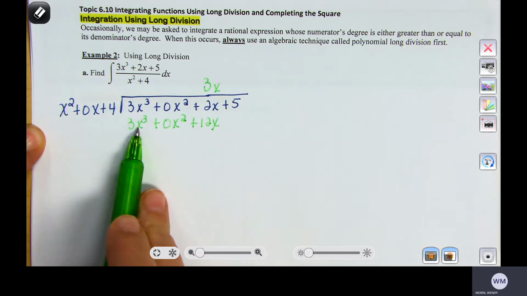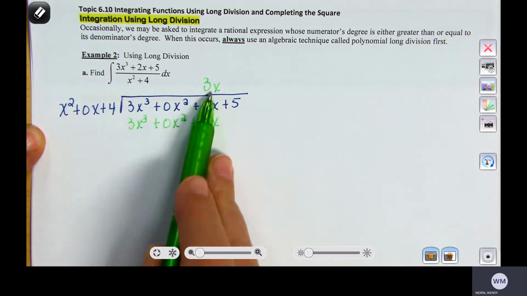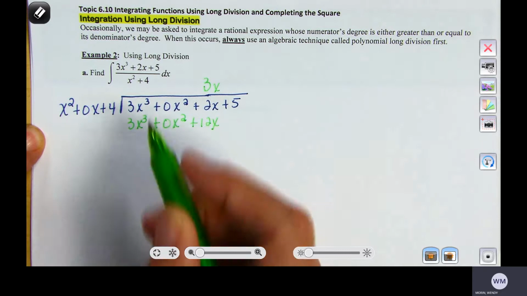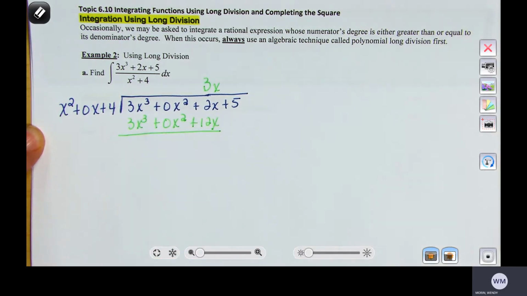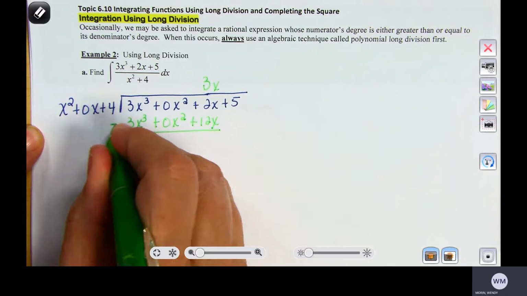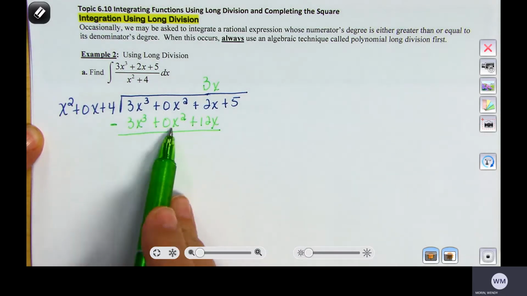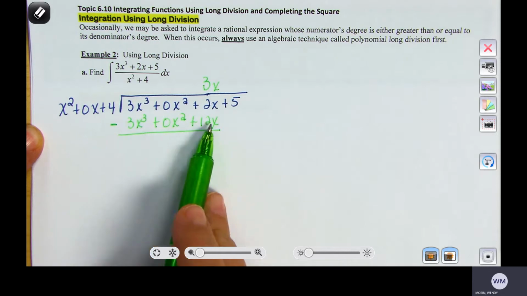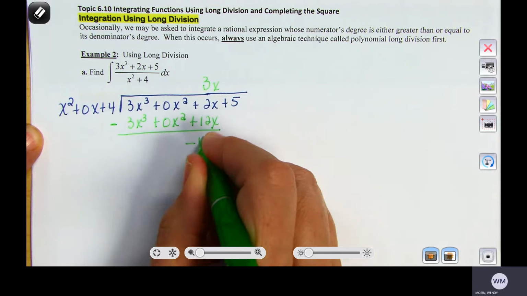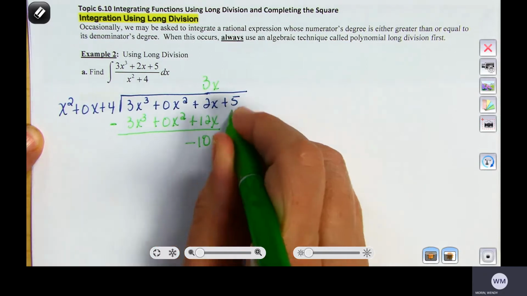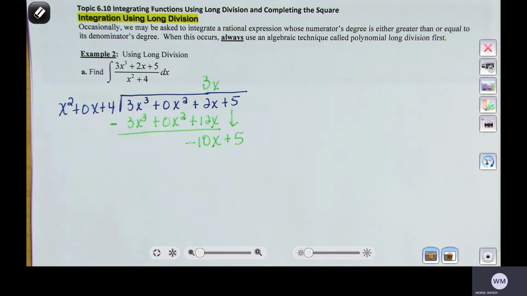3x cubed plus 0x squared plus 12x. And then what? Subtract. 3 minus 3 is 0. 0 minus 0 is 0. 2 minus 12, that's a negative 10x. And then you bring down the 5, and you go again.